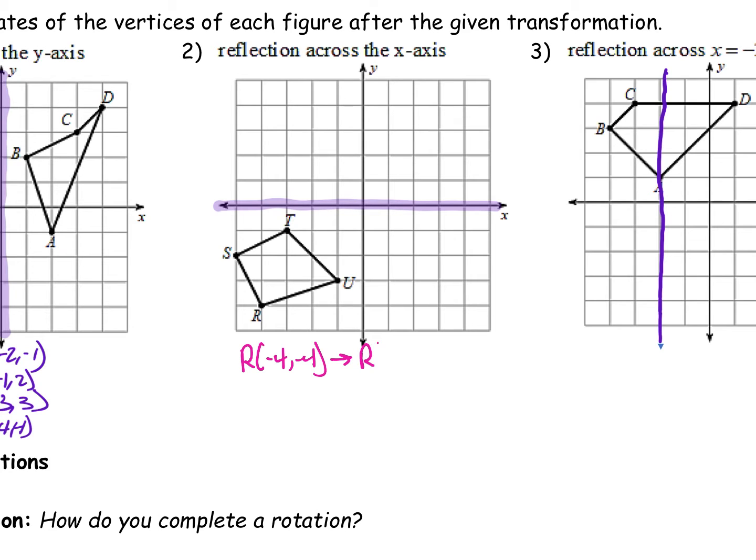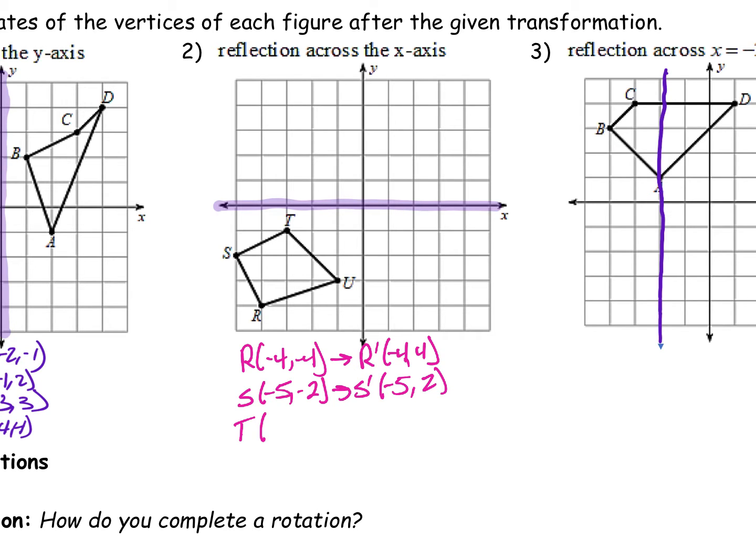And so R prime is going to be located at, which one did we say? We're going over the x, so the y changes. So it's still 4, but then it becomes +4 because it's got to be the same distance away, right? And then S is going to be at -5, -2. So S prime is going to be at -5, +2.